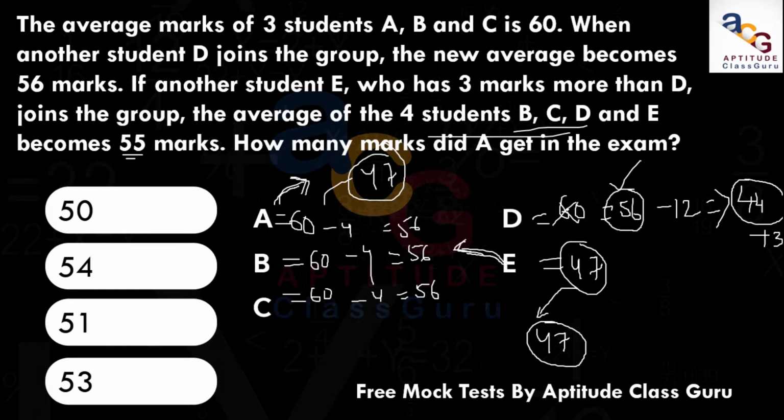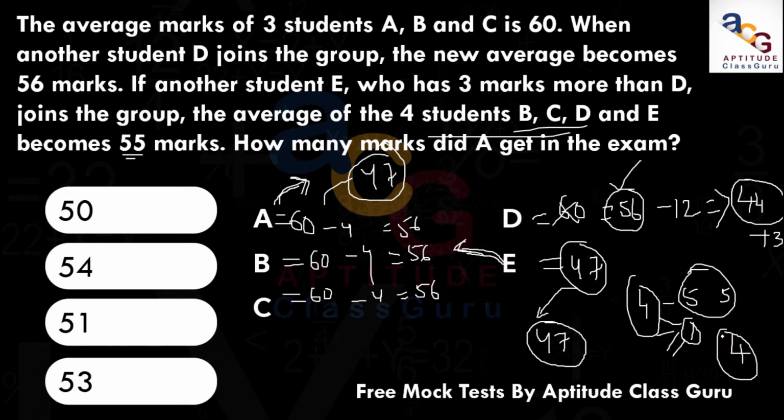So there are 4 members initially in the group, their average is 56. Now the average of the 4 members becomes 55. So 1 mark was decreased for each member in the group. So how many members are there? 4 members. So 4 marks were decreased in this group, such that these 4 marks were taken and left by the person A. The total number of marks with which A left the group is 47 plus 4. So the answer is 51.